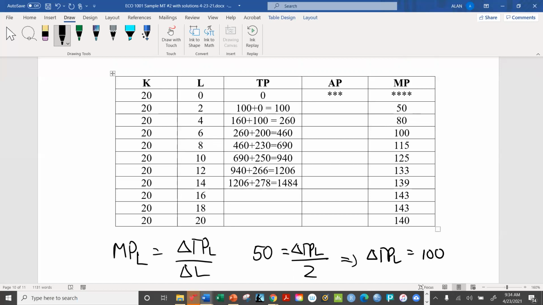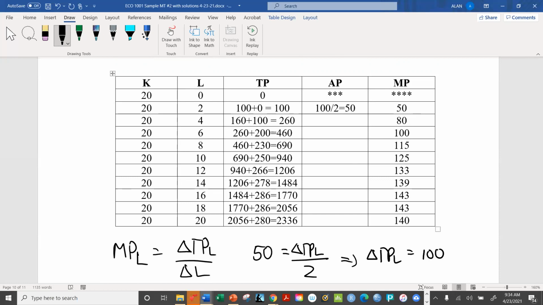Then double 143 is 286. And that's 1770. And then double that again is 286, which is 2056. And then 2056 plus 280 equals 2336. Now the average products are simple because we can now divide by the amount of labor that we're using.